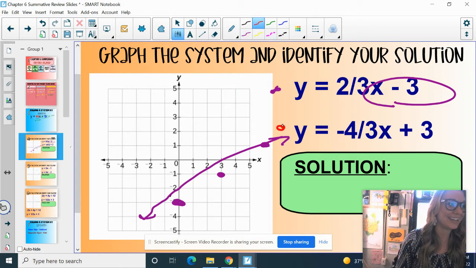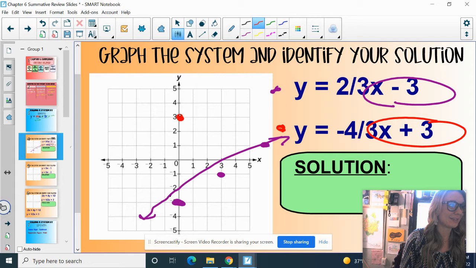Okay, let's try again. For your second one, let's use red. We are also going to be starting at +3. And if my slope is -4/3, I'm going to go down 1, 2, 3, 4, right 1, 2, 3, and then you could keep going.